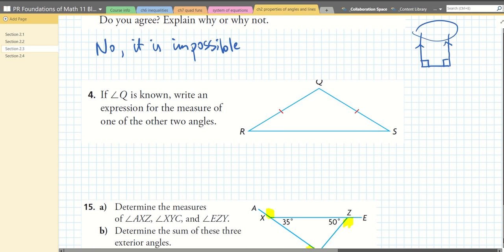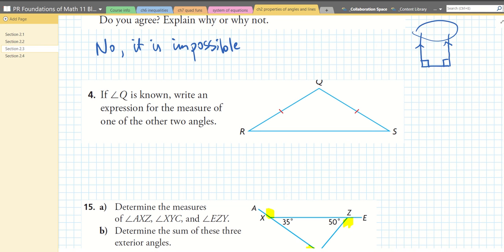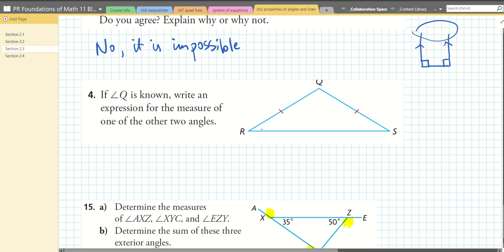Number 4, in this case, we have an isosceles triangle. We have these two sides that are exactly the same. And the question says, if Q is known, so whatever the value is, doesn't matter what, write the expression for the measure of one of the other two angles. Now, this is an isosceles triangle, which means two sides are the same, which means that the angles here, angle R and angle S, or QRS and QSR, if you want to use 3 points, are going to be exactly the same, because in an isosceles triangle, these are always the same.